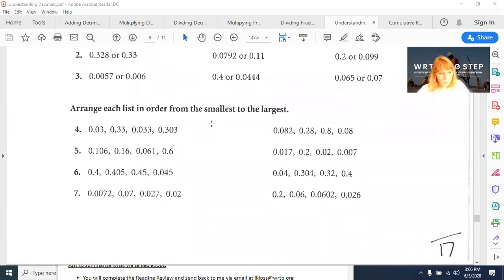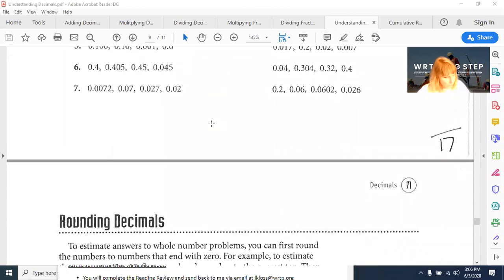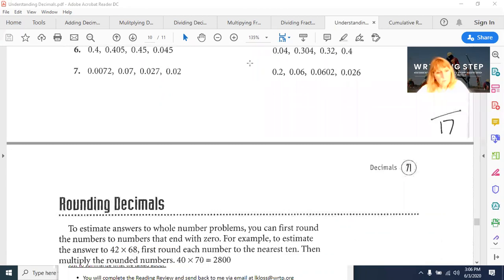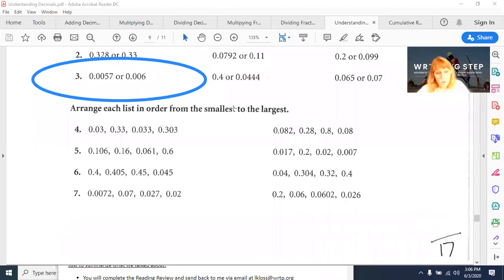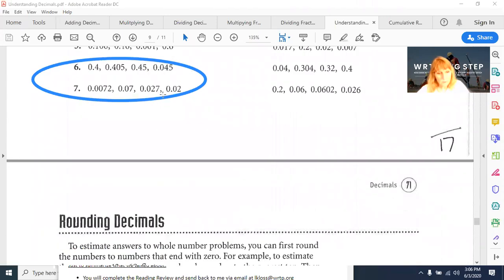So for ordering numbers, let's take a look at number 7. Let's do the first one in the row here. Move it up a little bit. Right here, they want us to put it in order from smallest to largest, I believe. Let's go up and take a look at that. Smallest to largest, yes.